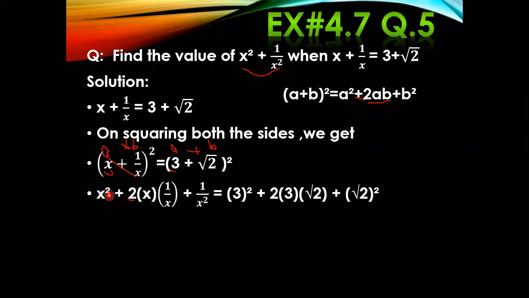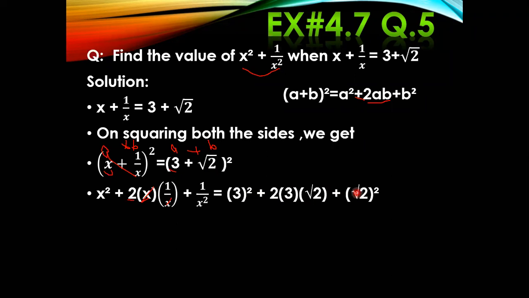As you can see here, this is x square plus 2 x multiply by 1 upon x. So this x is in the numerator, this is in the denominator, so they will get cancelled with each other. Okay, and what will be left here? Only 1. Okay, now if we talk about this side, we will take the square of 3 and also multiply this 2 by 3.